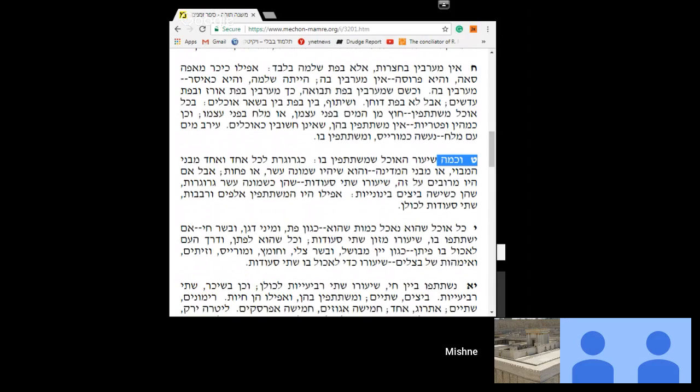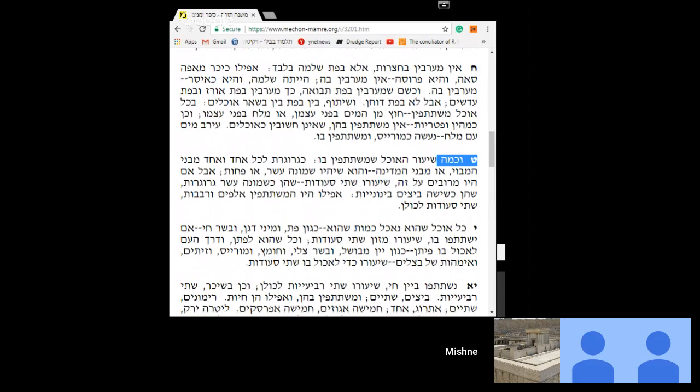כגרוגרת לכל אחד ואחד מבני המבוי ומבני המדינה, והוא שיהיו 18 או פחות. אבל אם היו מרובין על זה, שיעורו שתי סעודות שהן כ18 גרוגרות. The minimum amount of food that you do shituf mevo'ot with is a gerogeret, which is about 1/3 of the volume of an egg. It's the size of a dried date, approximately. And one gerogeret for each one of the tenants of the mavoy, or for each one of the tenants of the city.